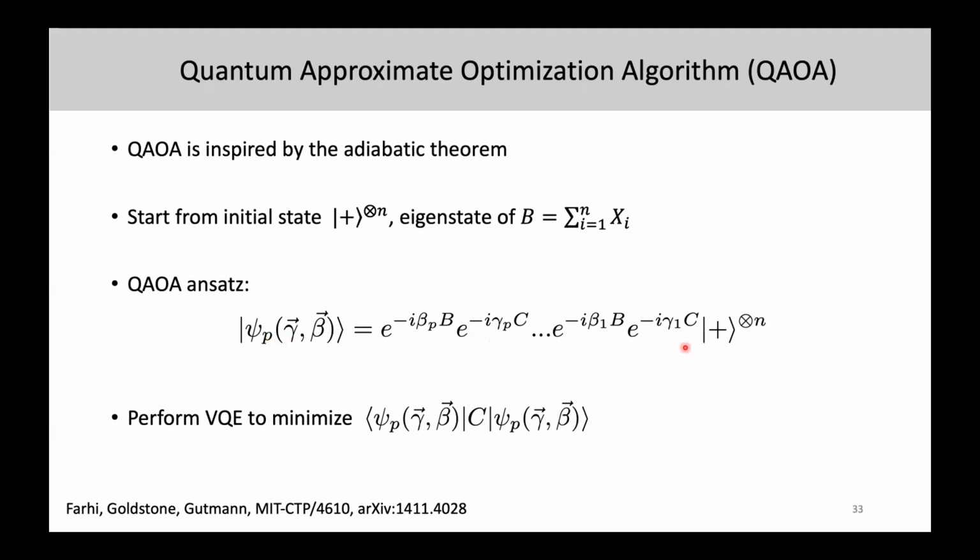So you start off by applying the cost Hamiltonian exponentiated, and then you follow that by this so-called mixer term, which is the sum of all x's in the exponent. And then you just go back and forth between these two operators. And each operator comes with an optimization parameter that has to be tuned. And so then we perform a variational quantum eigensolver algorithm to tune these parameters to minimize this cost function, and thus find the solution to the optimization problem.